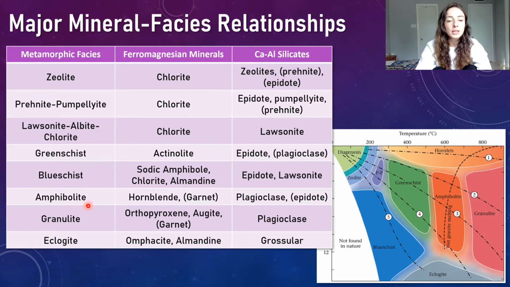And then amphibolites have hornblende and potentially garnet at higher pressures for ferromagnesian minerals, and plagioclase and potentially epidote for their calcium aluminum silicates. And then granulites contain orthopyroxene and clinopyroxene or augite, and potentially garnets for ferromagnesian content, and plagioclase for calcium aluminum silicates. And then the eclogite or very high pressure facies is amphibole or that sodium-rich augite, and almandine garnet for ferromagnesian content, and then grossular garnet for the calcium aluminum content.